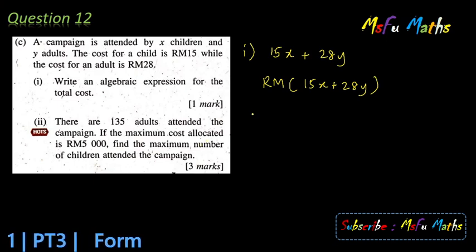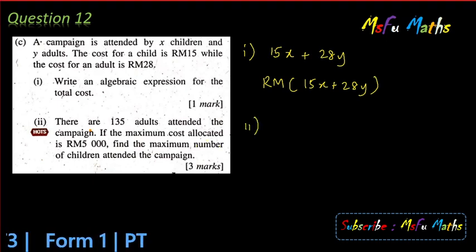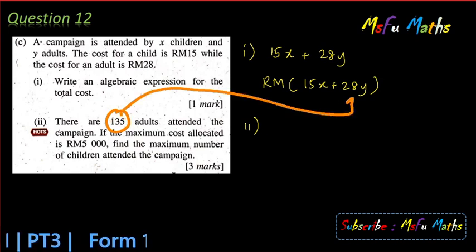Number 2. Let's see. Another hot question. There are 135 adults. So which means your Y here is 135.